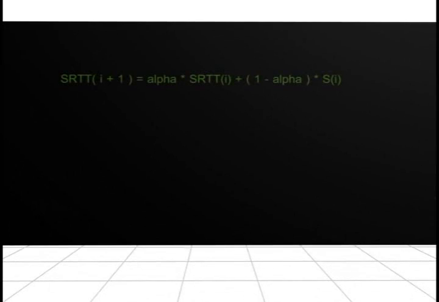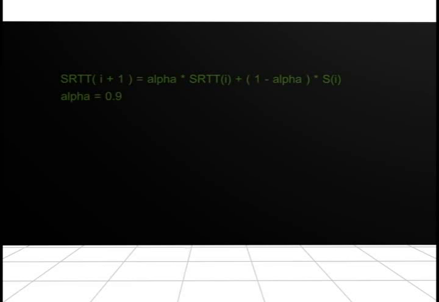The basic formula for calculating smoothed round-trip time is alpha multiplied by the current smoothed round-trip time, plus 1 minus alpha multiplied by the current RTT sample, where alpha is a constant between 0 and 1 that controls how rapidly the smoothed round-trip time adapts to changes. It is often equal to 0.9.